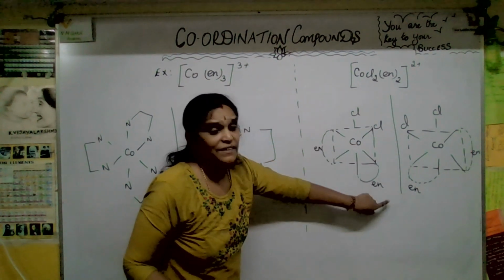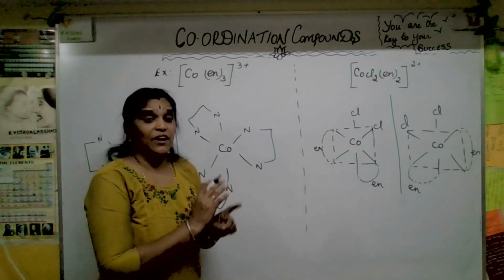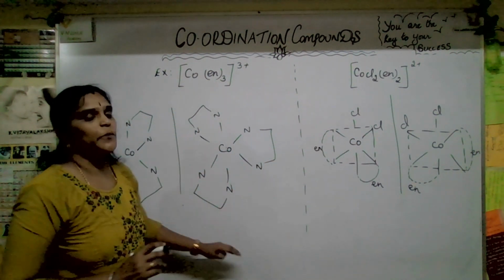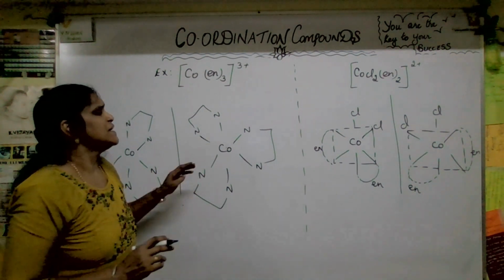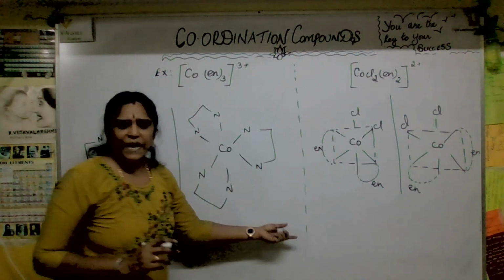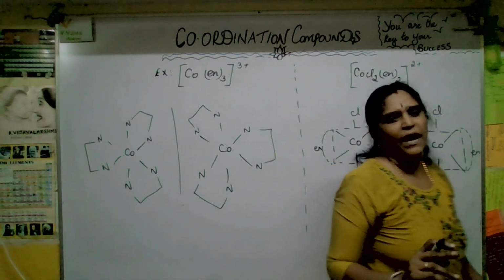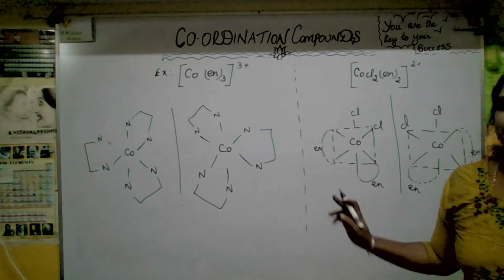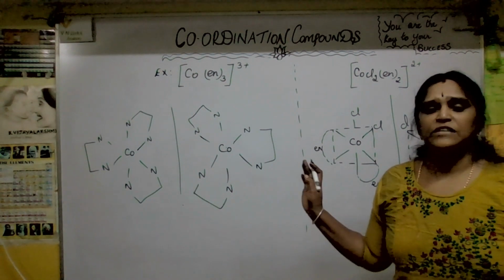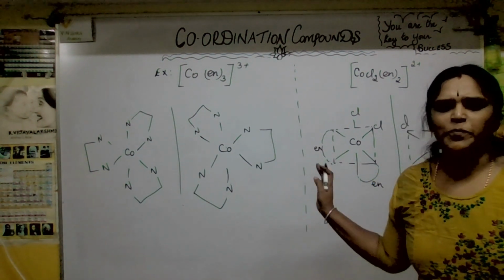Now you see the mirror image which cannot be superimposed. Hope you're clear with these examples. They may ask for diagrams, especially they will give the formula and ask you to draw such diagrams for optical isomers. That is very important. Hope you're clear with this.